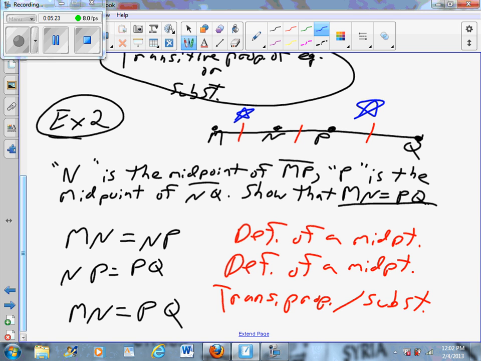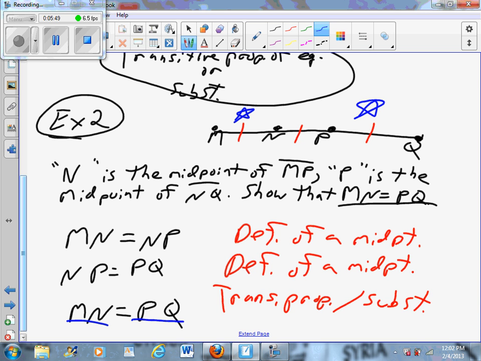That's our justification for stating that MN is equal to NP, because we're given this information that N is a midpoint of MP. So I can state MN is congruent to NP or equal to NP formally like that. The same thing with NP and PQ. Same reason, definition of a midpoint. All right? Now, I can therefore make the jump and state that MN is equal to PQ.